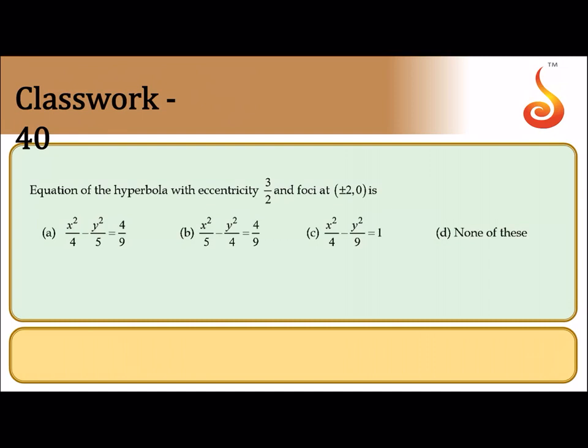40. Equation of a hyperbola whose eccentricity is 3 by 2 and the foci. You have to find the values of a and b. So this will give you the eccentricity and the foci. Foci means ae is equal to 2. ae equal to 2 means a into 3 by 2 is equal to 2. So you get a equal to 4 by 3. When a equal to 4 by 3, we know b square is equal to a square into e square minus 1. From this, we can get the value of b.